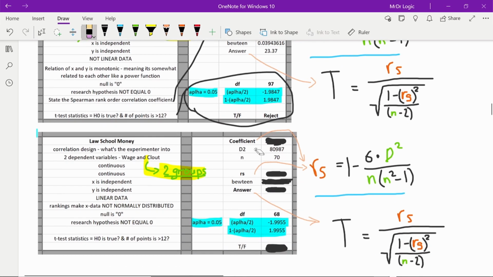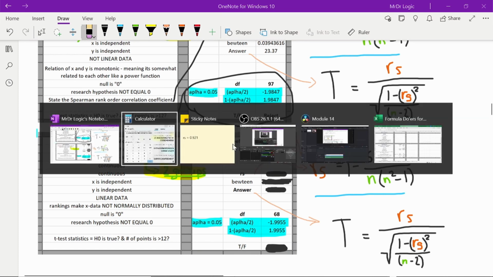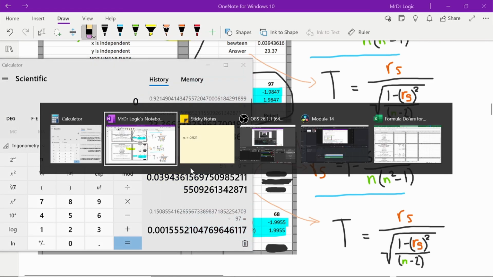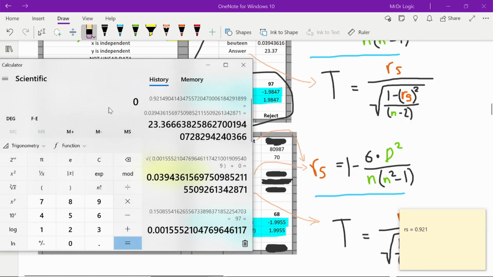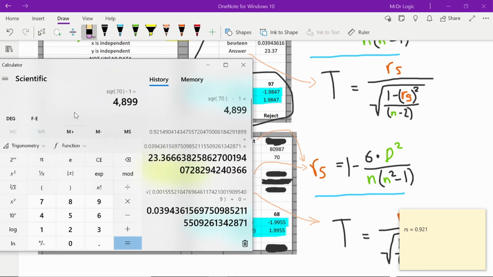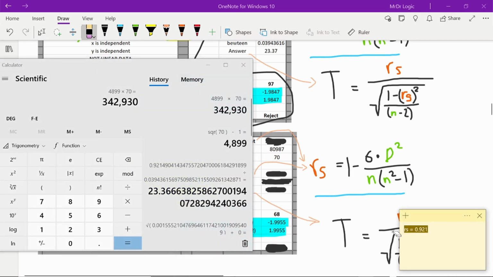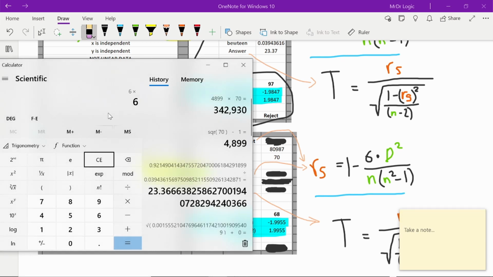And so we're going to do the same thing here with these numbers. Like I was saying, black is hard, never changes. Orange carried over, green given to you. So let's do this again. Now we have 70, so 70 squared minus 1 times 70. Okay, get rid of that. And then it's 6 times 6, that's the d squared.